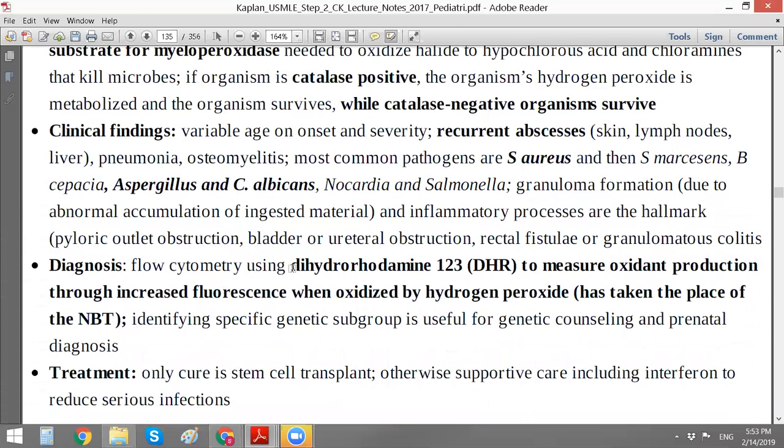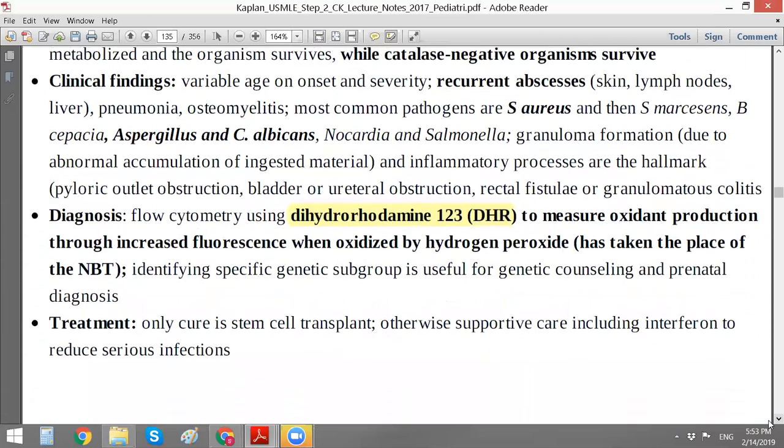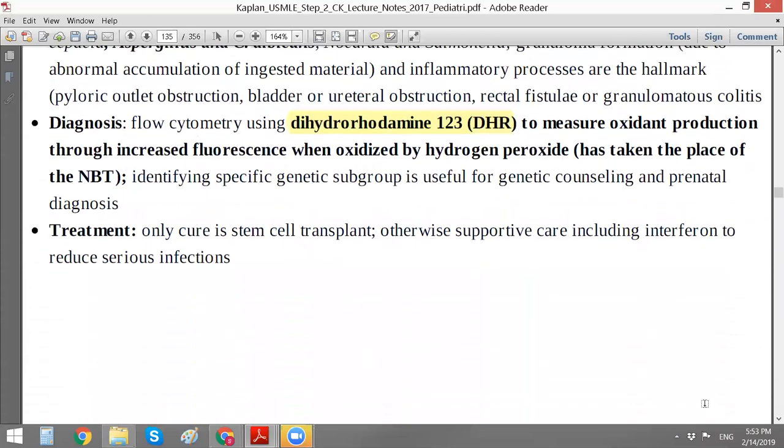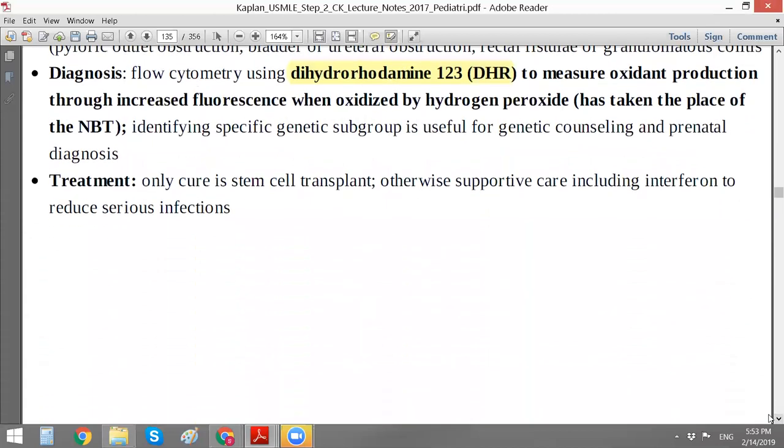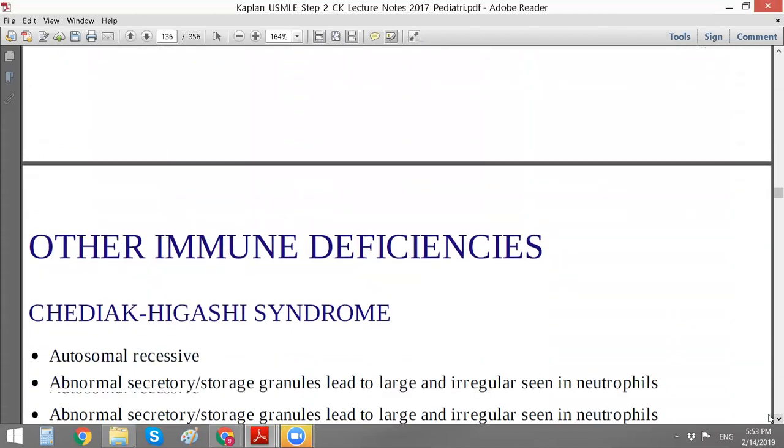Flow cytometry using DHR, dihydrorhodamine. So we are using the rhodamine here, we are not using the NBT. This will help us in chronic granulomatous disease. The only cure is stem cell transplant, and others are interferon to reduce serious infection.